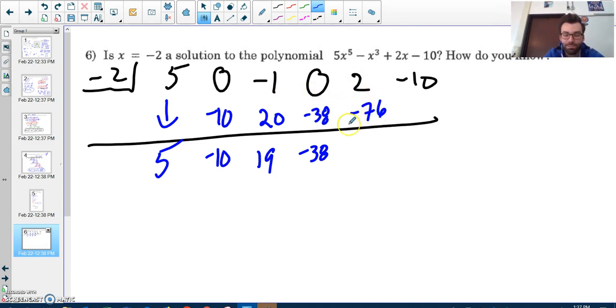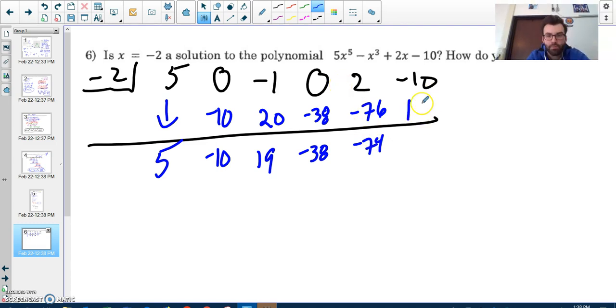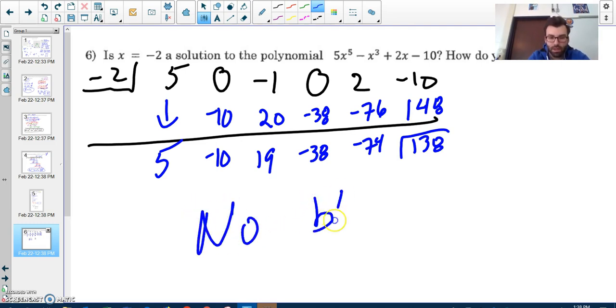Negative 76 plus 2 gives me negative 74. Negative 74 times negative 2, sorry, 74 times 2 gives me 148. 148 plus negative 10 gives me 138. So, unfortunately, no, this is not a solution because there is a remainder of 138.